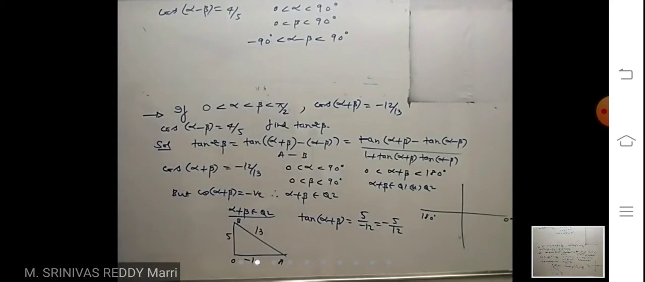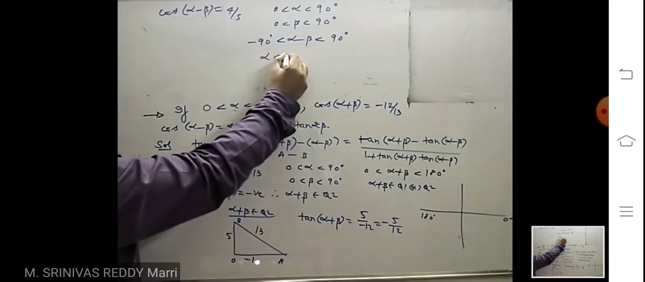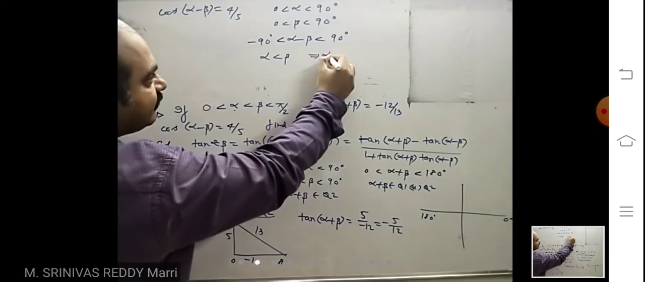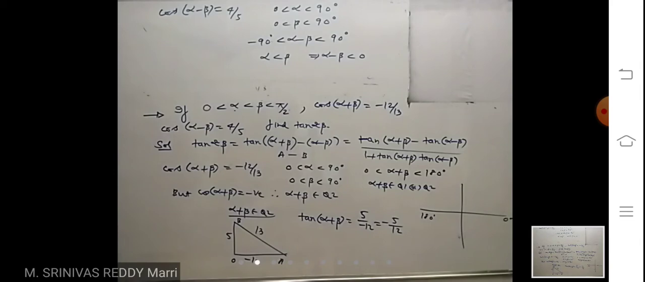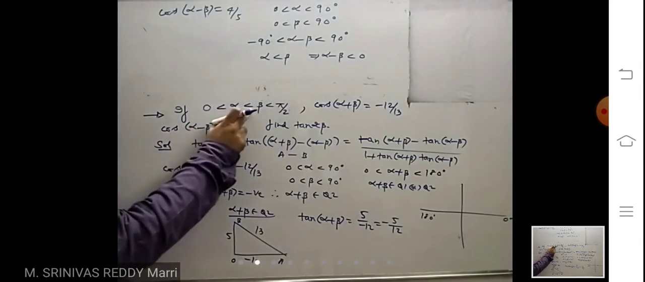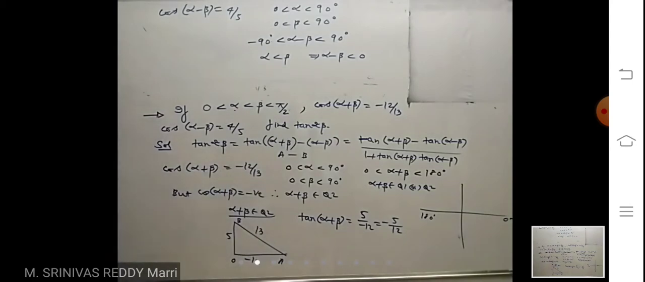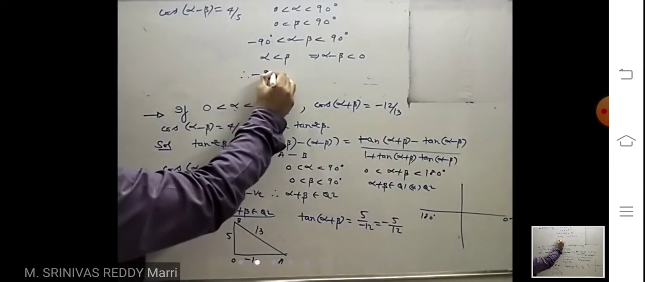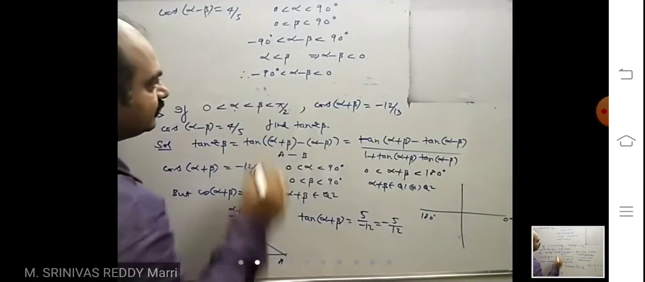But in the question it is also given that alpha is less than beta. That implies what can you say? Alpha minus beta is negative. That means alpha minus beta is what? Negative. So positive values you cannot take. So therefore alpha minus beta negative means where it lies? Minus 90 to 0.